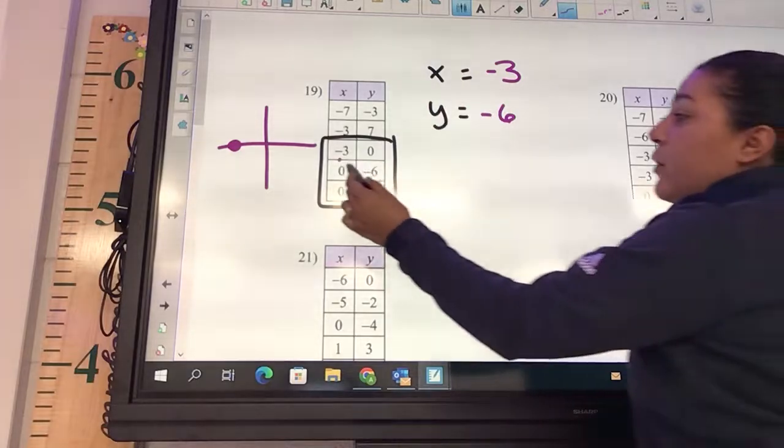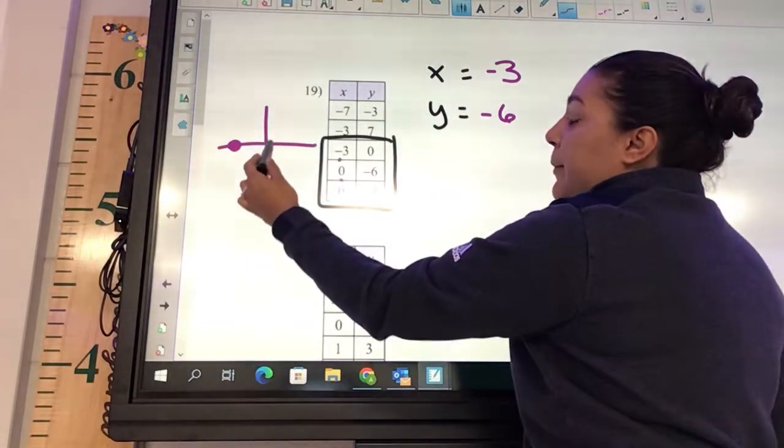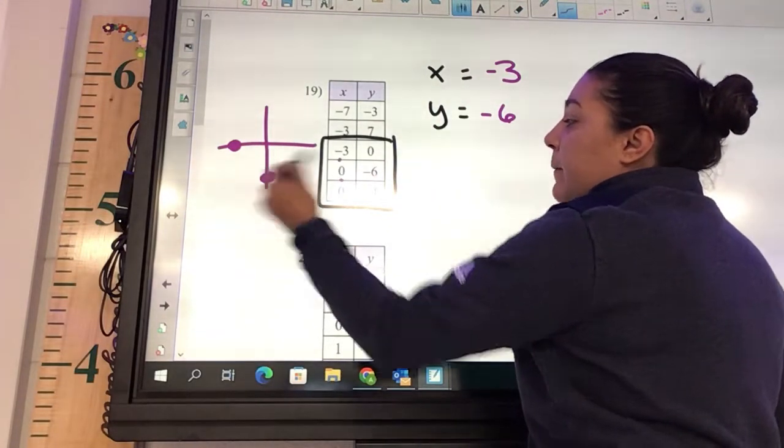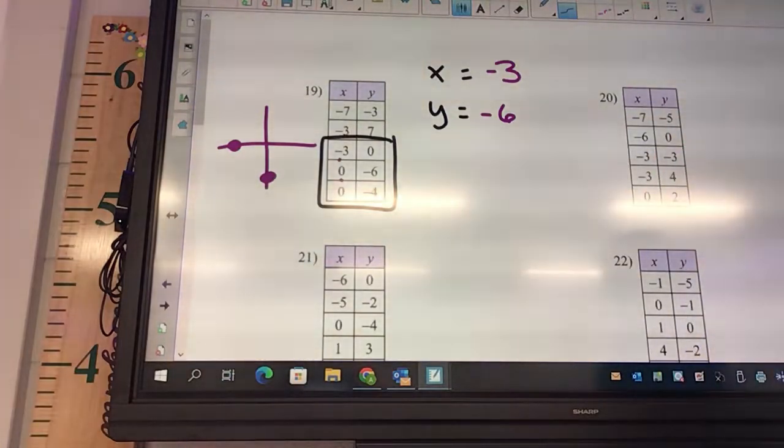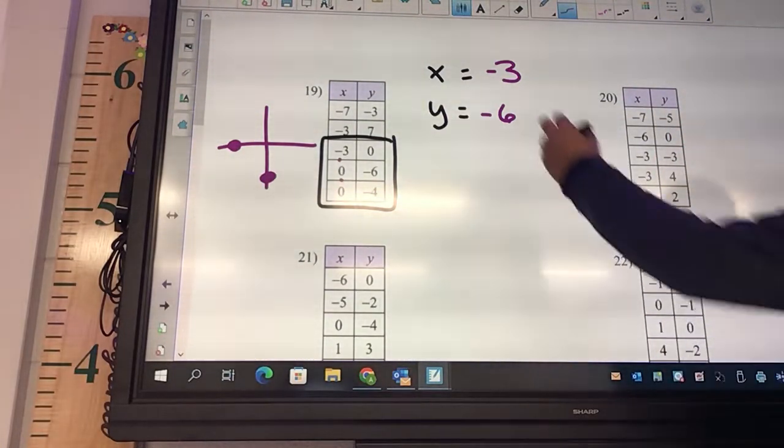Same thing. If you were to graph it, my x is 0 and my y is negative 6. 0, 4. That's going to be a y.